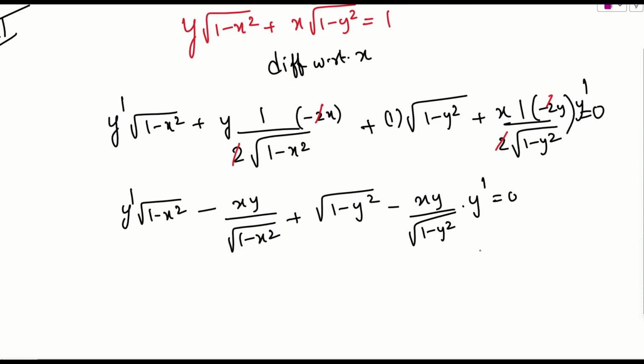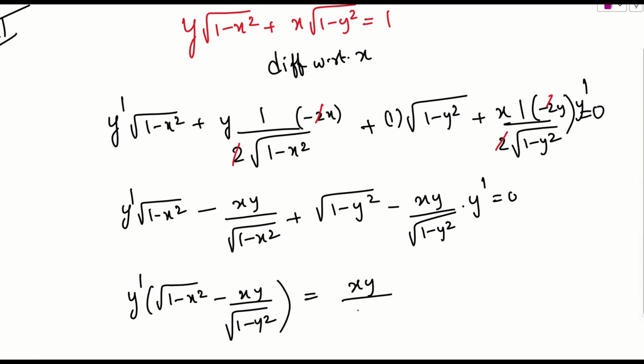Is it okay? So what I will do here is take all the y dash terms to one side. Taking y dash common, root of 1 minus x square minus xy by root of 1 minus y square must be equal to, if I send this to the other side, xy by root of 1 minus x square minus root of 1 minus y square.